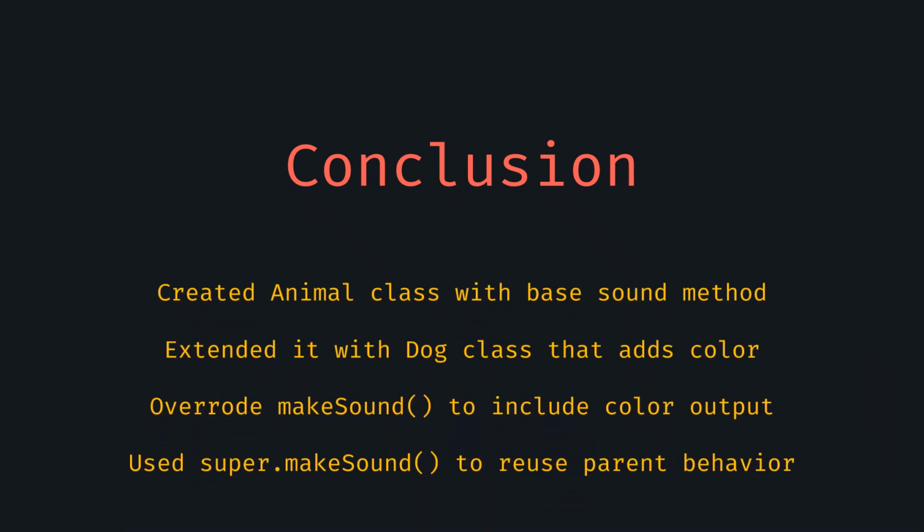To wrap it up, we use inheritance to share common properties and behavior between classes. We then overrode the makeSound method to layer in new logic without losing the base functionality. This structure is clear, efficient, and super easy to expand on later on.